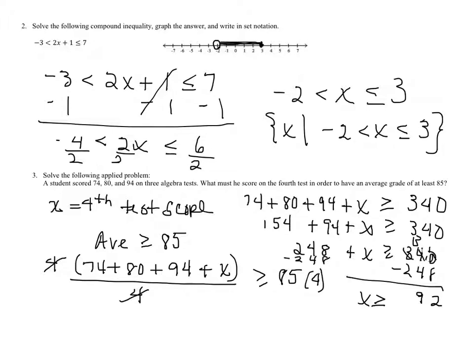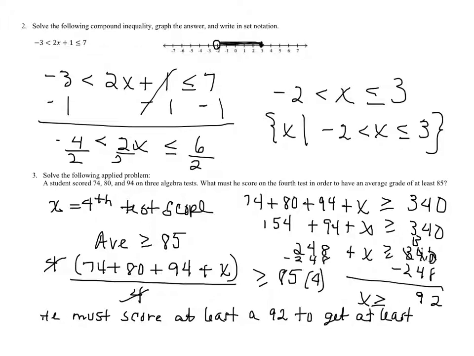So he must score at least a 92 to get at least an 85. You know what killed him? It was the 74 killed him totally.